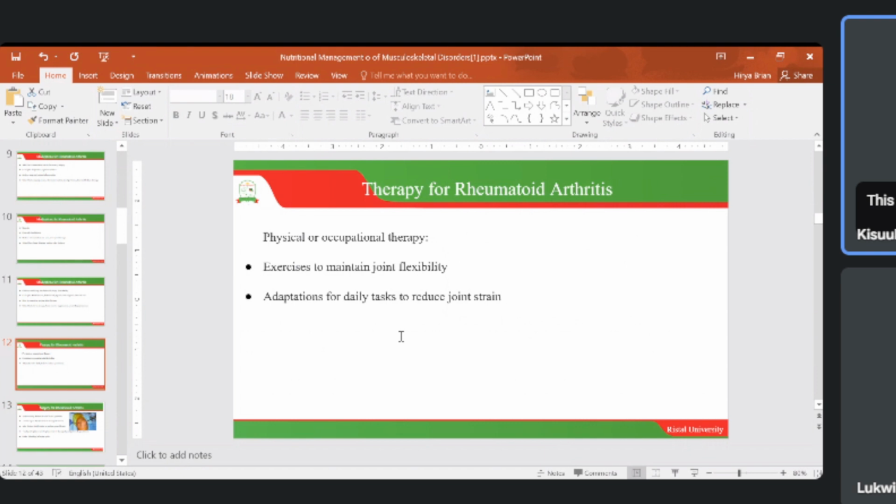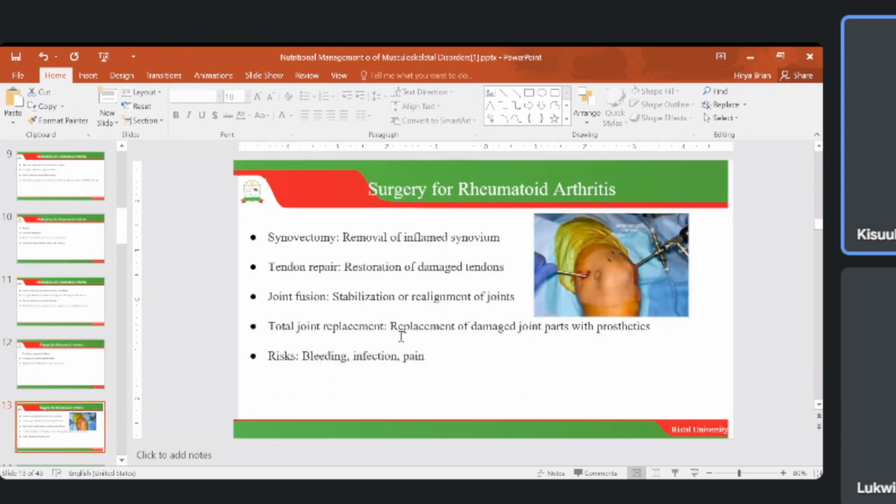Trying as much as possible to avoid those occupational hazards at the end of the day. So, surgery for this rheumatoid arthritis, we are looking at synovectomy. Okay, synovectomy, we are looking at the removal of the lining of that joint, that inflamed synovium, we could remove it surgically, and also things to do with tendon repair.